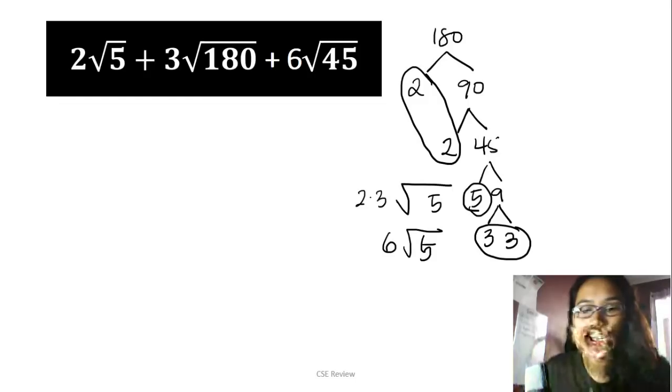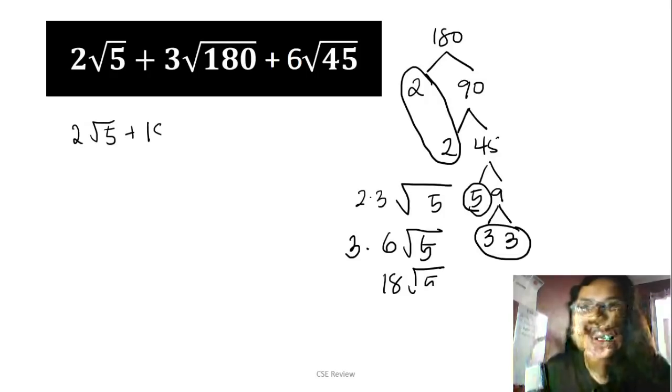Pero yung 3 square root of 180, ibig sabihin meron ka pang isang 3 na nasa labas. I-multiply mo rin siya doon sa number na nasa labas, which is 6. So that becomes 18 square root of 5. Ito na yon. Yung 2 square root of 5, wala na tayong magagawa. Ito magiging 18 square root of 5.